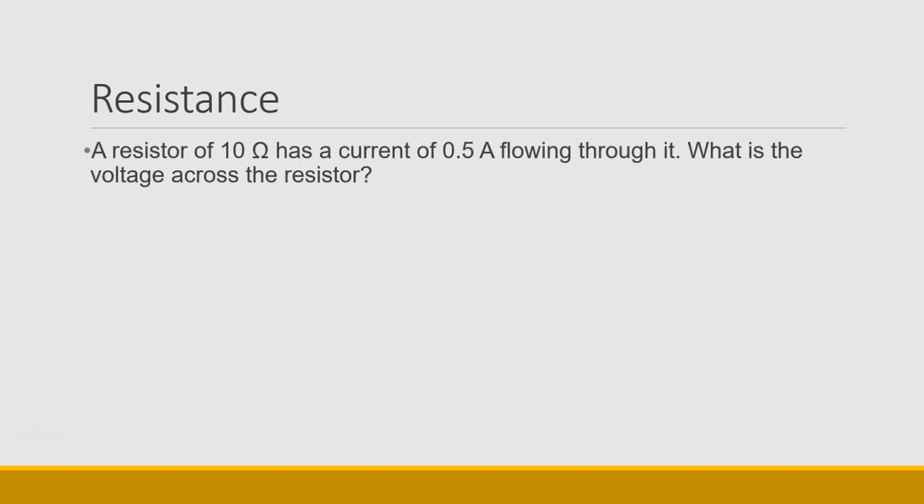And finally, a resistor of 10 ohms has a current of 0.5 amps flowing through it. What is the voltage across the resistor? Again, we may rearrange the formula as V equals I times R. So it's 0.5 times 10. And we get a voltage across the resistor of 5 volts.